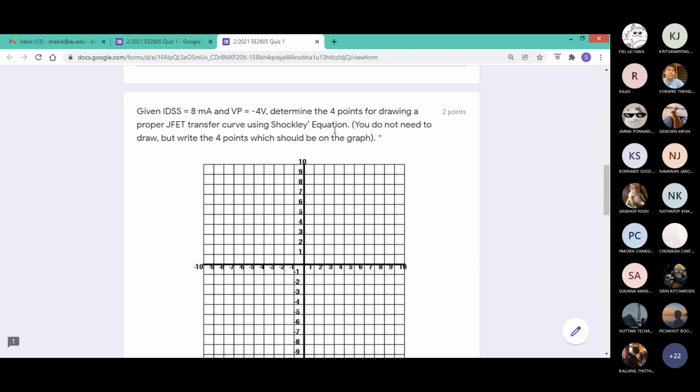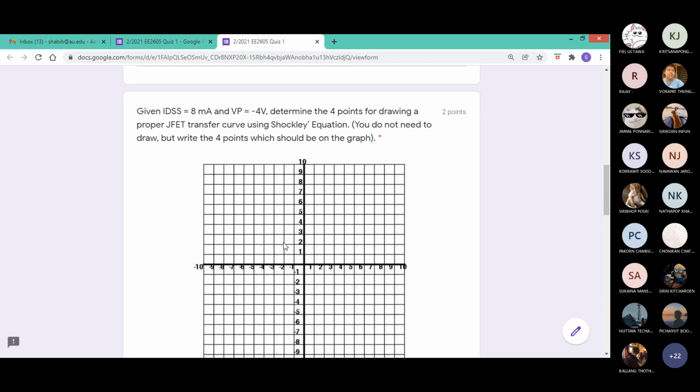When ID equals 1/4 IDSS, which means 2 milliamp, VGS is half of VP, which means -2 volts. So -2 is 1 point. This point is called -4, 0. This point is called 0, 8, not 8, 0: 0 and 8. This one is called -2, 2. 3 points are enough, but since I asked you for the fourth one, some of you did it manually and your answer is correct. I checked it.